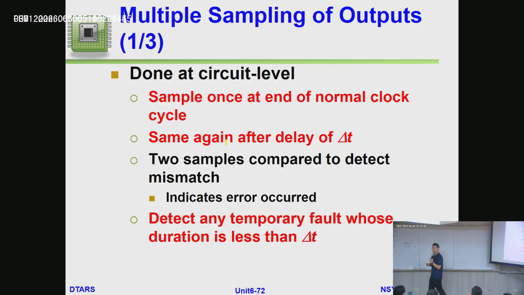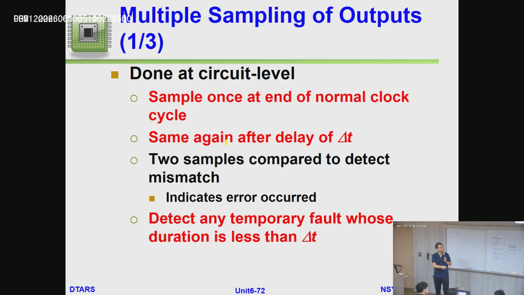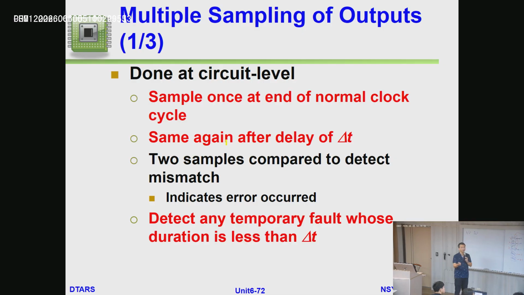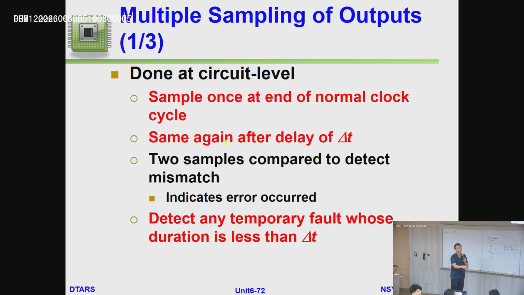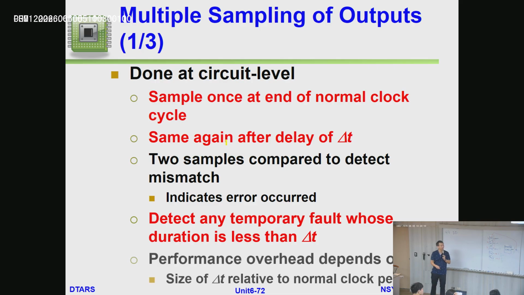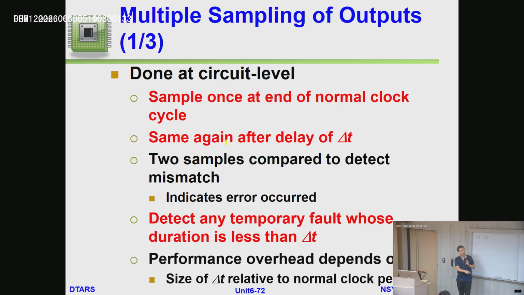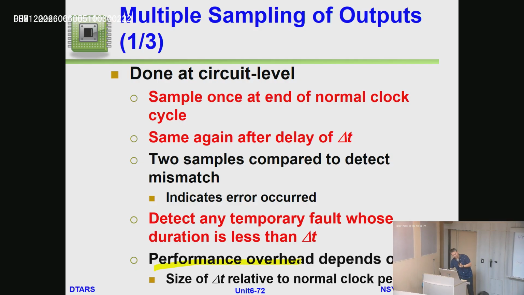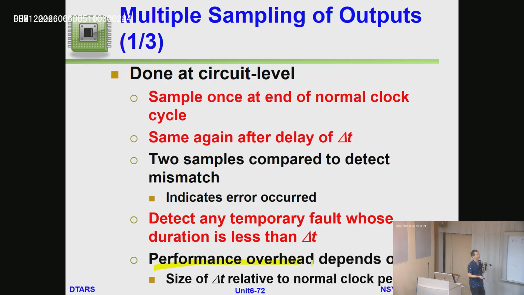Okay, so that is a trade-off. You need to evaluate and determine the best value of delta t for your result. Actually, you will find that in your master study, it is quite common that you need to answer one question: what is the best value of your solution? It usually is associated with some trade-off. So here we also have this trade-off. We want to detect more temporary faults, but we are also concerned with the performance overhead. So here, performance overhead is very important. There is some trade-off. Okay.